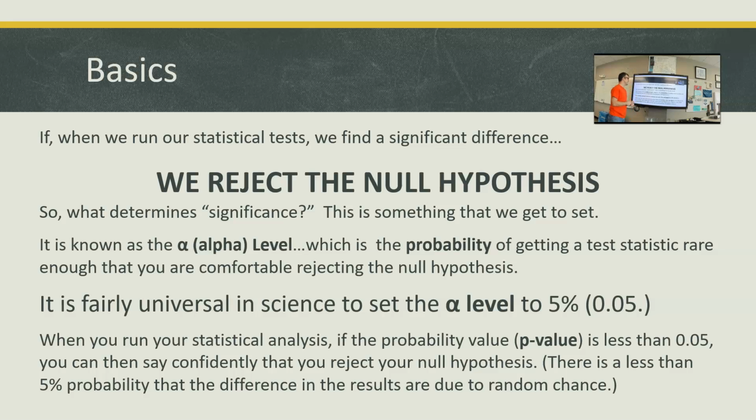When you run your statistical analysis, if the probability value, which we call the p-value, is less than 0.05 or 5%, you can say then confidently that you reject your null hypothesis. Say it again. If the probability value is less than 5%, there is a less than 5% probability that the difference in the results is due to random chance. That means you're 95% confident, at least, that the difference was caused by your variable.